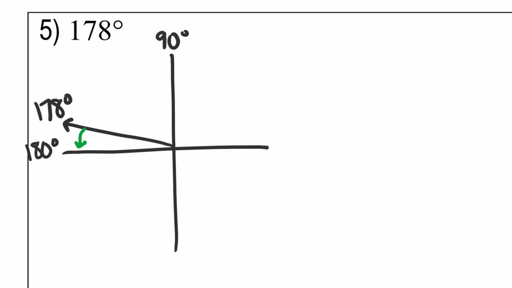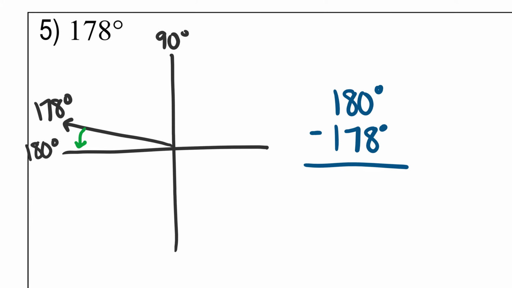So since I'm going from 178 to 180, I will subtract. You're finding the difference. So 180 minus 178 is 2 degrees. That's it. You simply find which direction you're going from your given angle, and subtract to find the reference angle. So your reference angle should always be less than 90 degrees, or less than 1/2 pi if you're doing radians.